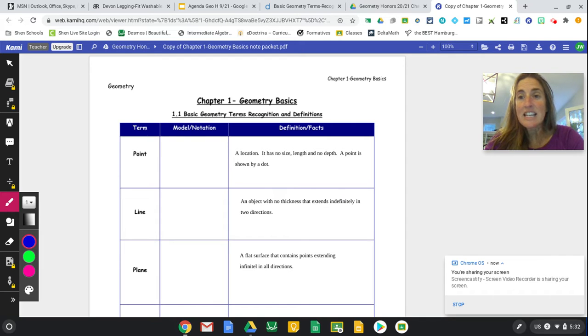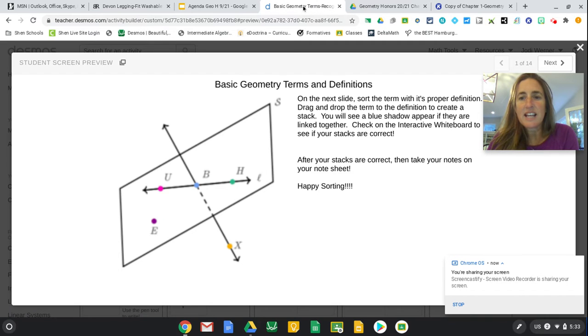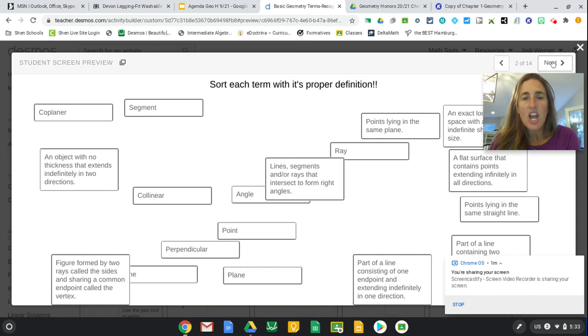Okay, and then the next thing you need to do is go to your classroom and look for the Desmos assignment that's called Basic Geometry Terms, Recognition, and Definitions. That would be a Desmos assignment that goes along with this note sheet. So you're going to open up that Desmos, as you can see, and the first one is just giving you some directions. And then on the next slide, you're actually going to take the term and match up its definition.